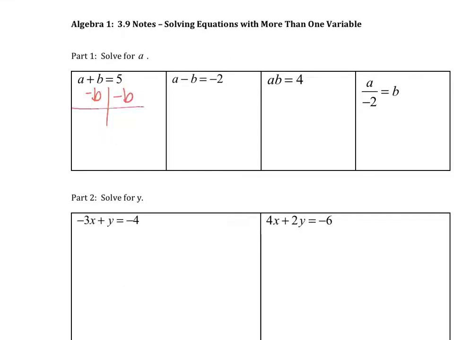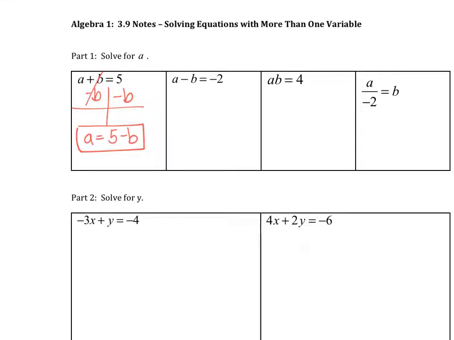But watch what my answer looks like. When I subtract B, it's gone over on the left-hand side, and you have A equals, I'm going to write my answer 5 minus B, and that's a final answer. So your answer is going to have a letter in it. If it doesn't have a letter or a variable in it, then it is not correct.